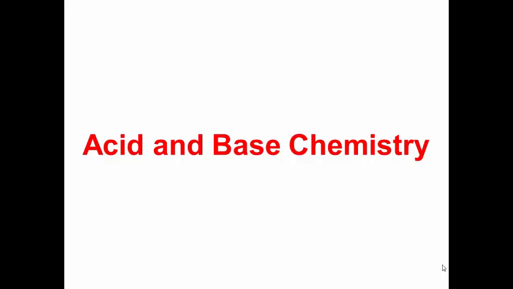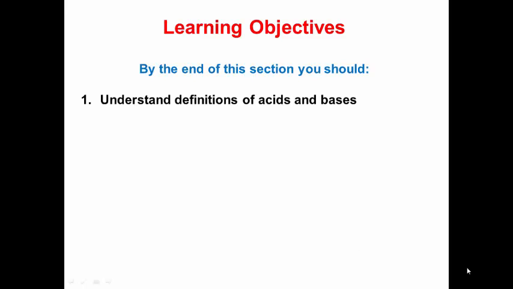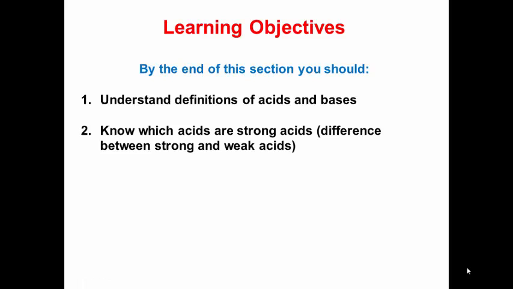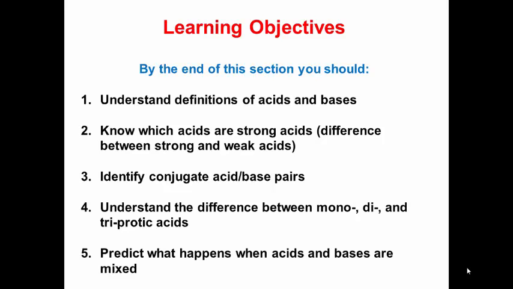We're going to start by talking about some learning objectives for the day. The following things are things that you should be able to do or understand by the end of this section. Understand definitions of acids and bases. Know which acids are strong acids and which bases are strong bases, and also the difference between strong and weak acids and bases. Third, we're going to be able to identify conjugate acid-base pairs, and we'll talk about what that means later. Fourth, we're going to understand the difference between mono, di, and triprotic acids. And last, we'll be able to predict what happens when acids and bases are mixed.